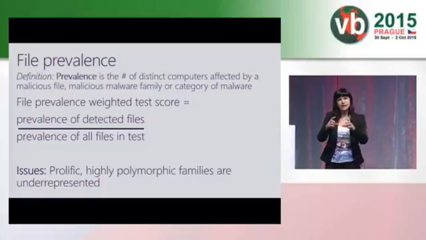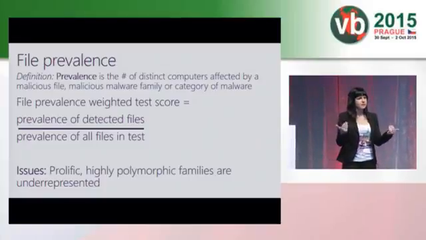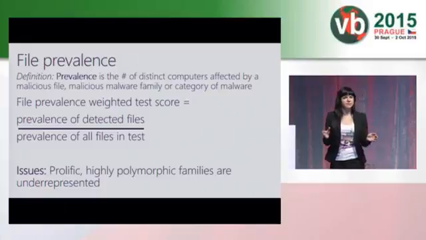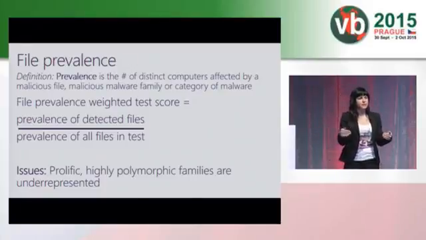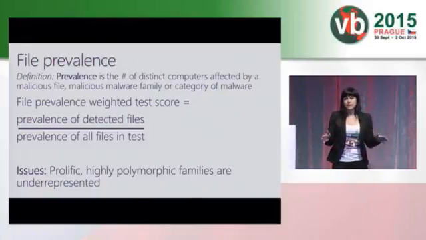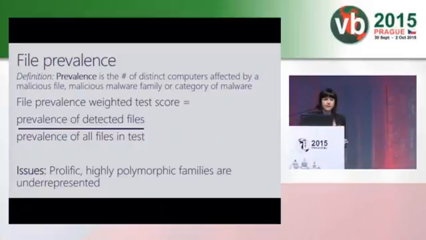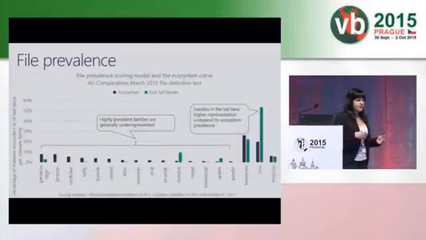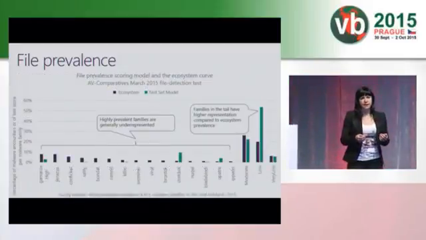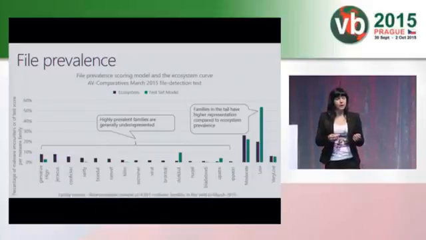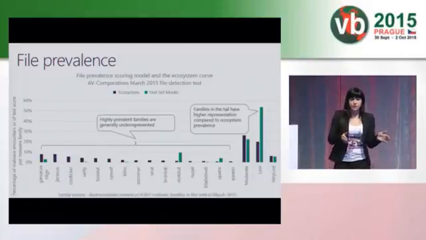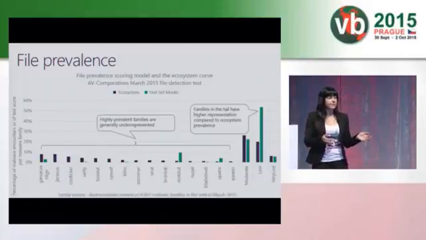And the number of files that you miss become what is deducted from your test score, and the files that are in the total test set are your denominator. Pretty simple method. However, when we looked at this model and we compared it to the ecosystem, we saw that there was a lot of discrepancies. It just didn't fit the ecosystem curve. And it mainly applied to really highly prevalent malware families.